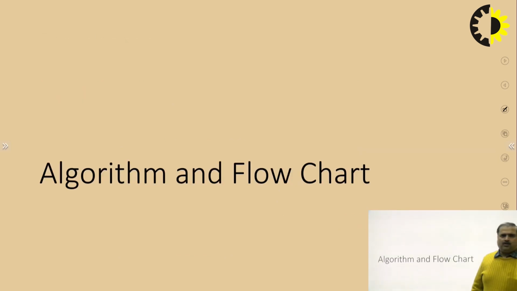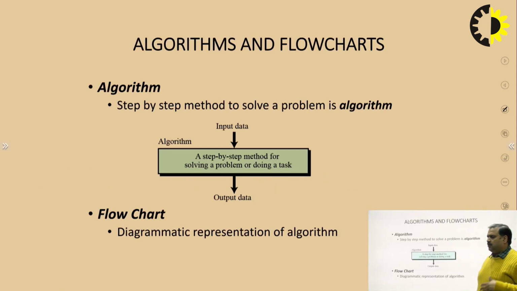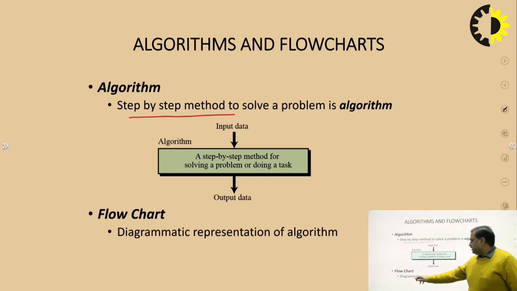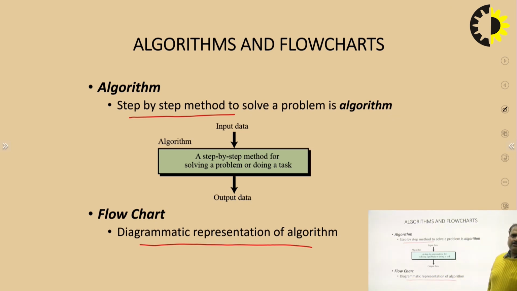Now come to algorithms. What are algorithms? Let's first understand the definition of algorithm, and let's start with that. An algorithm is a step-by-step method to solve a problem. What we are going to do in each step needs to be defined. And flowchart is what? The diagrammatic representation of an algorithm is called a flowchart. Sometimes the written text is not easy to understand, but the graphical representation of the same thing can easily be understood by the user.